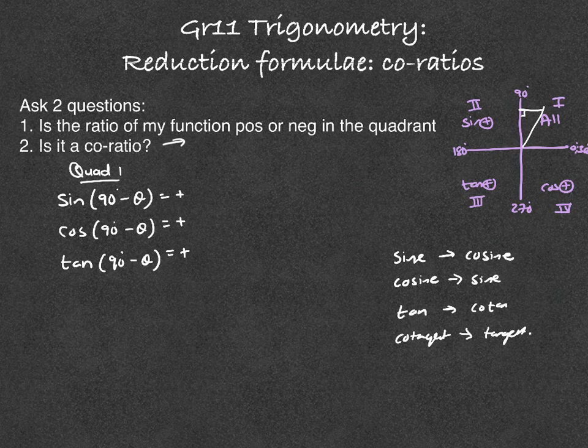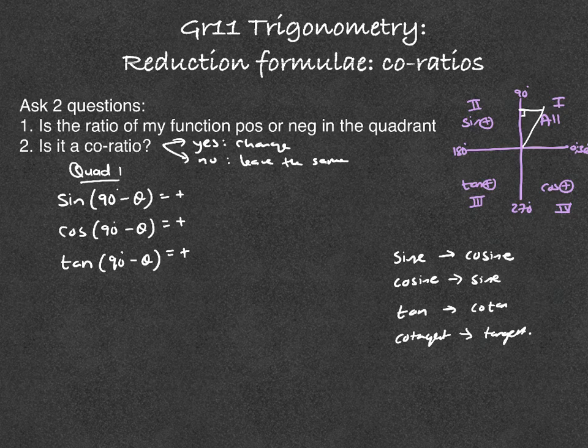So if yes, then change. If the answer is no, then leave the same, right? So leave the same is like what we did in the previous video. So sine 180 minus theta, that's not a co-ratio, right? So you just look at the sign, whether it's positive or negative. But a co-function needs to change, a co-ratio needs to change.